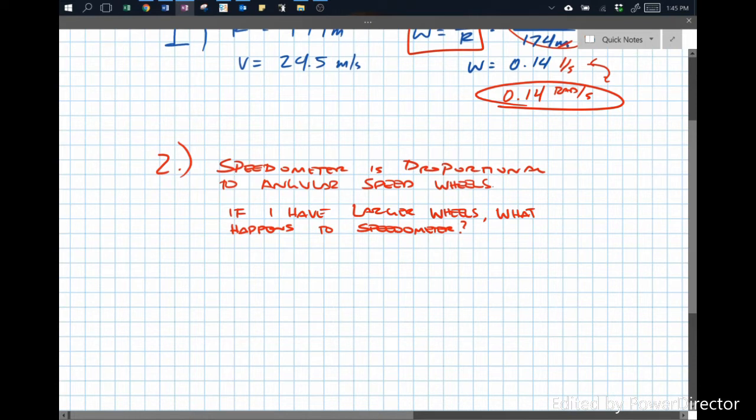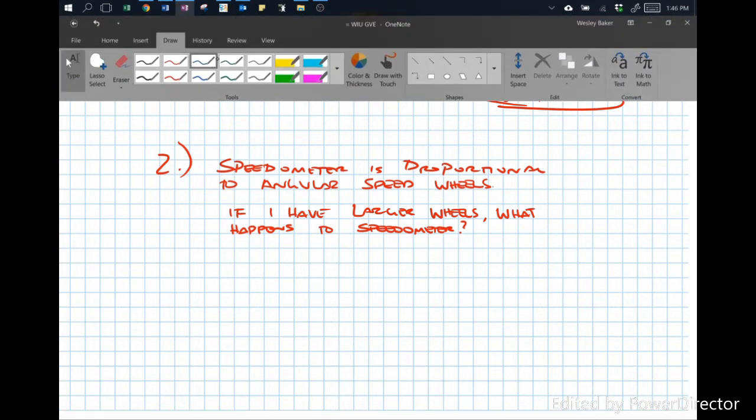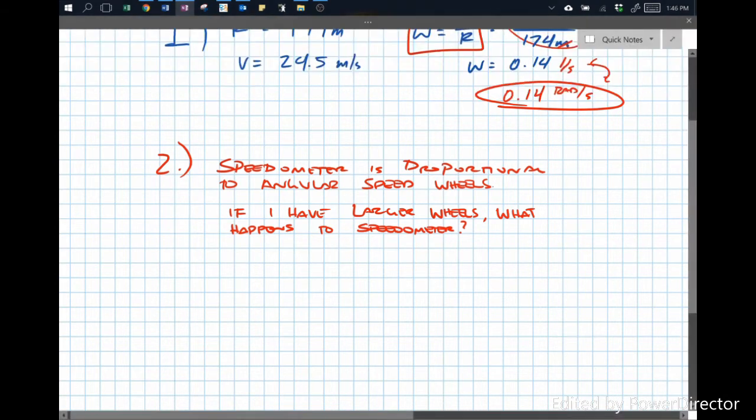I'll email this out. All right, so if we have larger wheels, we want to know what happens to the speedometer reading if we have larger wheels. So, what's going to stay the same when we have larger wheels? Angular speed. So we're going to set this up by saying that the angular speed remains the same, right? Because the speedometer is reading angular speed.